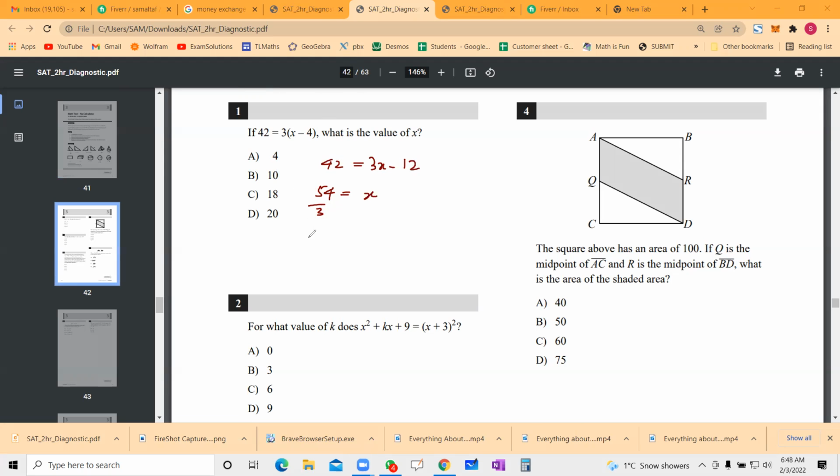54 divided by 3 is... Because sometimes you'll be having a no calculator portion. It's not like the ACT. In the ACT, you can use the calculator for all the questions, but here you'll be having two portions. There's one no calculator portion, and the other one is the calculator portion. So in the no calculator portion, you cannot use the calculator.